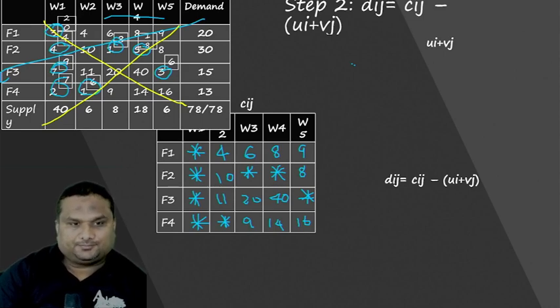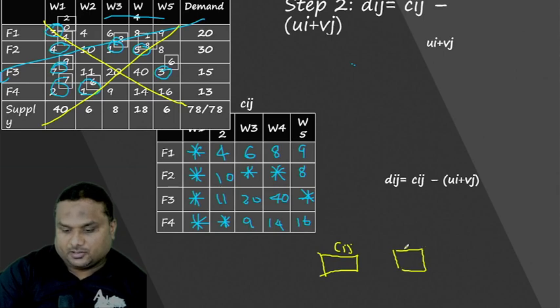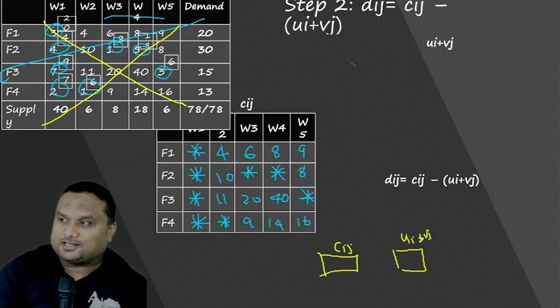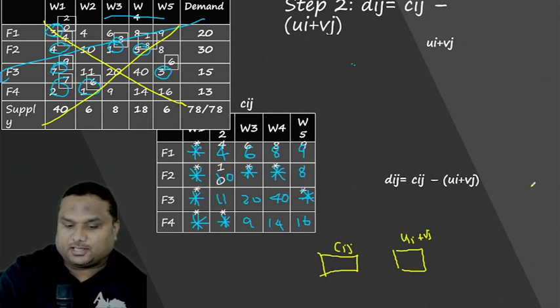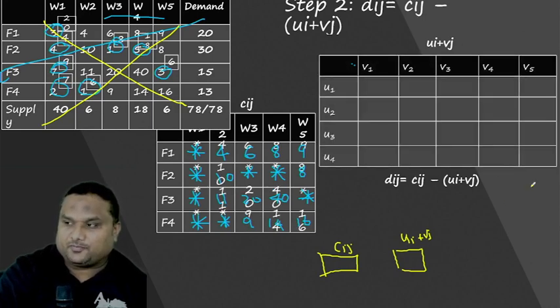Ready? Yeah. Now, what is the next matrix? We got the first matrix. What is the name of the matrix? Cij. What is the next matrix? Ui plus Vj. Computation of Ui plus Vj is also considered tough, but if you use some techniques, it is very easy. You can find the answer in less than 3 minutes.